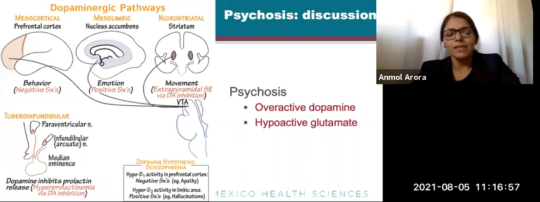Mesocortical is in an area called the prefrontal cortex, and the activity there is low. Dopamine activity is low in that area, which ends up having negative symptoms. So the reduction in individuals' ability to engage in day-to-day activities, such as expression of emotions, ability to do daily tasks, etc.